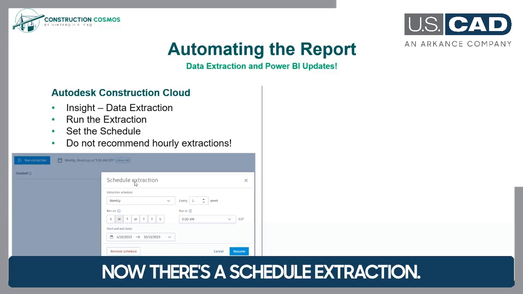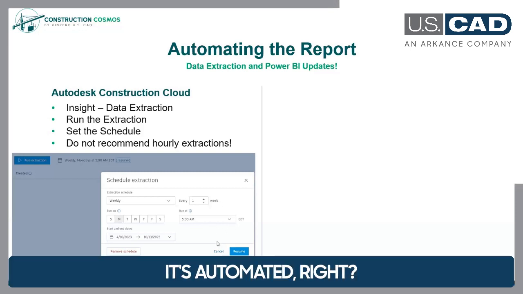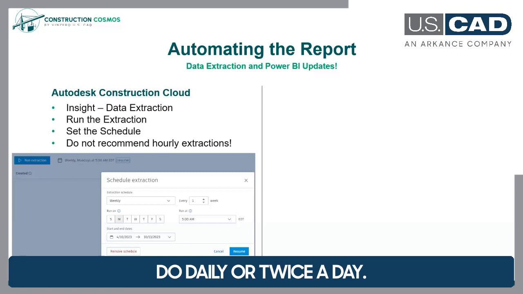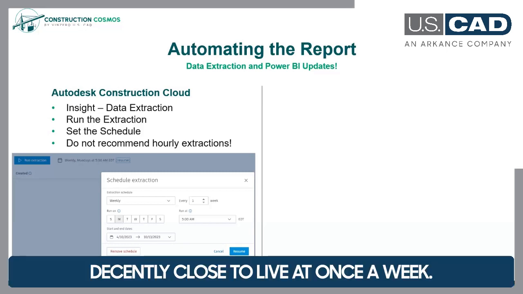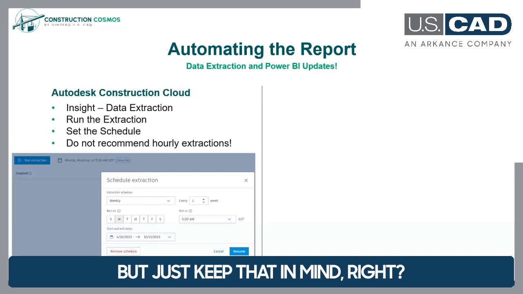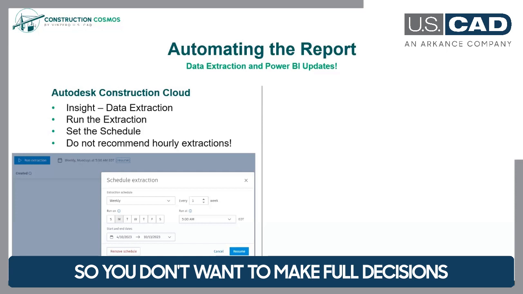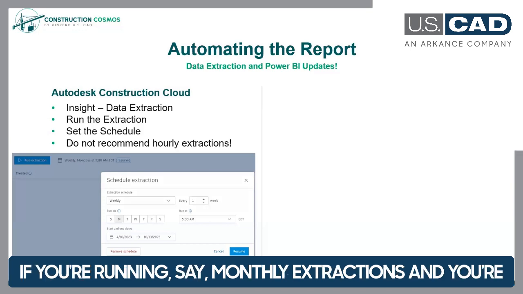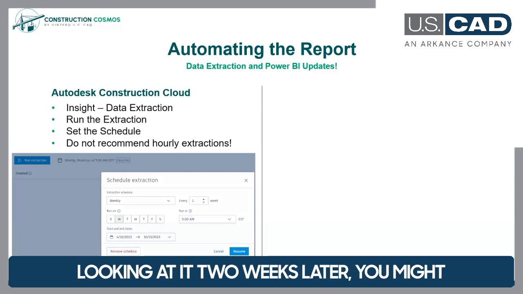Now, there's a scheduled extraction. This is automated, right? It's pulling that data. So this is why this is not live. It's pretty close to live if you do daily or twice a day, decently close to live at once a week. But just keep that in mind, right? You don't want to make full decisions based on the information in the Power BI if you're running, say, monthly extractions and you're looking at it 2 weeks later.